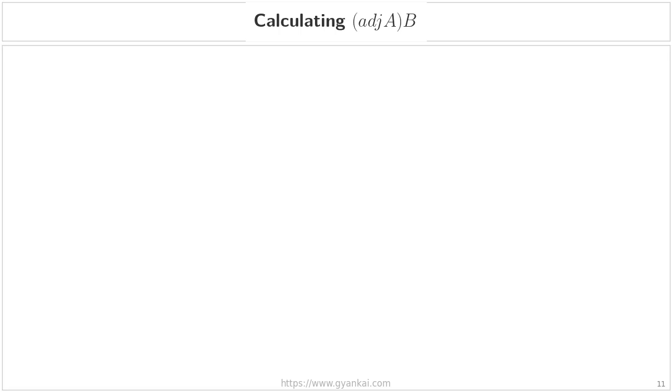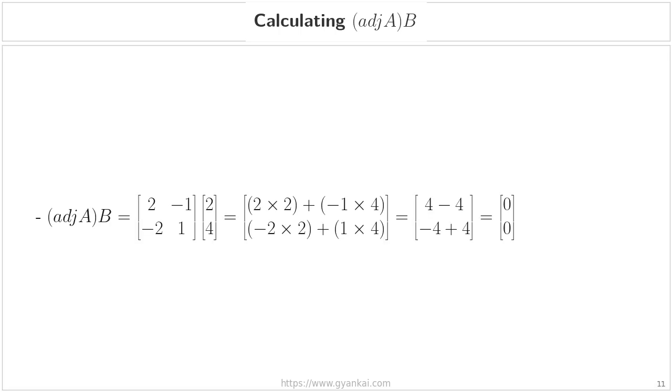Calculating the adjoint of A times B. Now that we have identified the adjoint of matrix A in the previous slide, let's move on to the final calculation to determine the nature of our system. We need to multiply the adjoint of A by our constant matrix B.